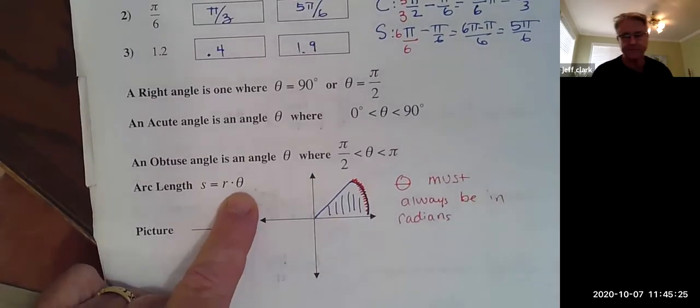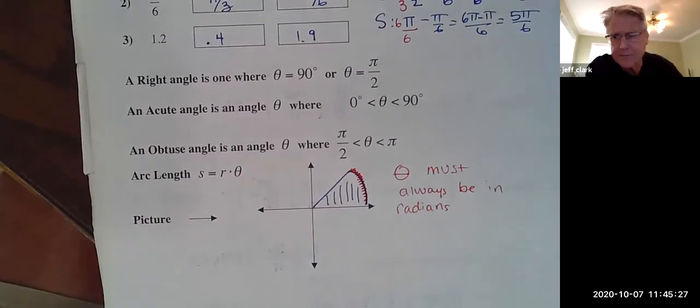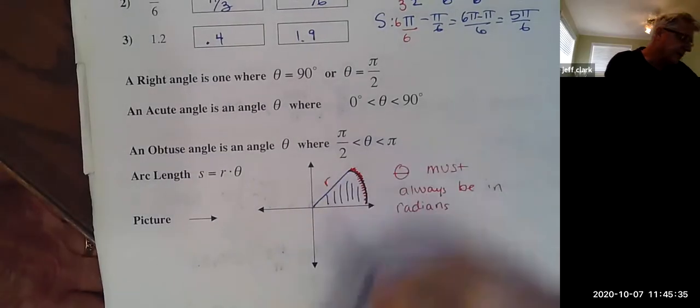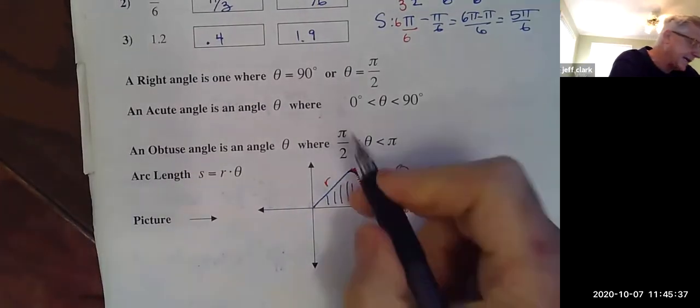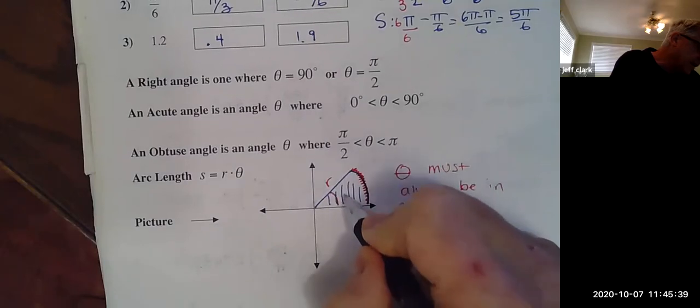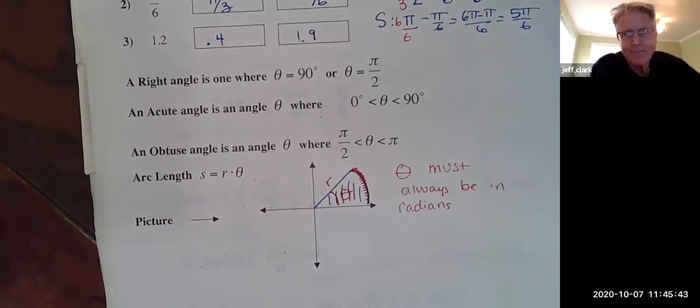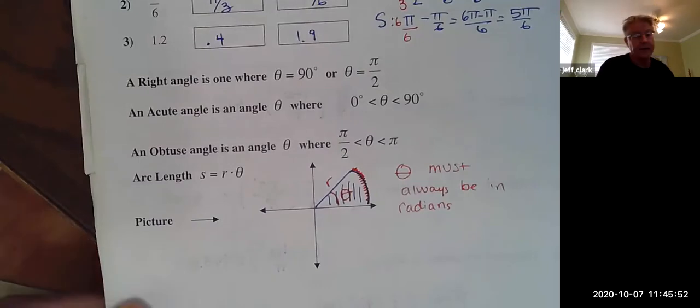to make sense. There will be some problems given to you on the homework, I'm sure, that say find the arc length. They give you the radius, which is r, and the angle, which would be theta, and they give it to you in degrees. But you have to remember to convert the degrees to radians to get the actual length of the arc. So be careful of that.